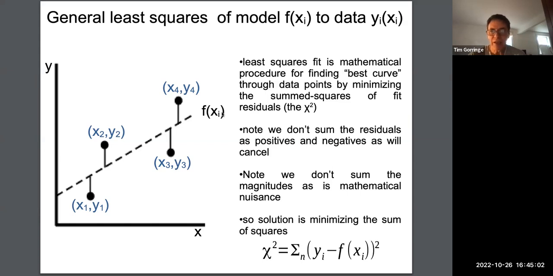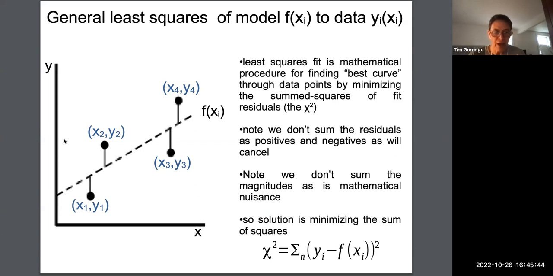So the basic idea of a least squares fit is it's a procedure, and there are actually other procedures for finding the best curve through some data points. For a least squares fit, it's done by minimizing the sum of the squares of the differences between the data points and the fit function.